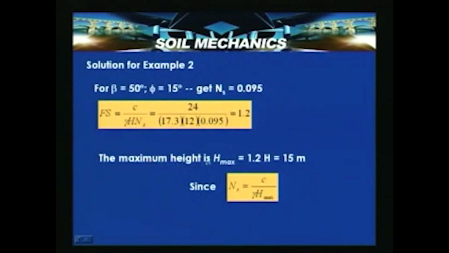So, the maximum height H max, which is the critical height, is 1.2 times the height h, the actual height which is given in the data. So, once this 15 meters is reached, that means the slope attains a factor of safety of one, that is the critical height, since stability number is equal to C by gamma h max.